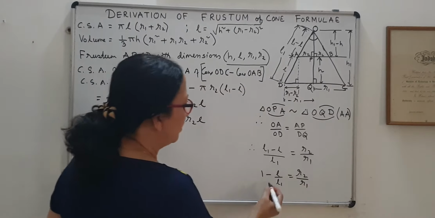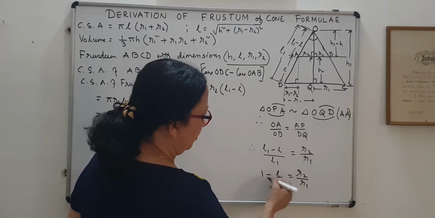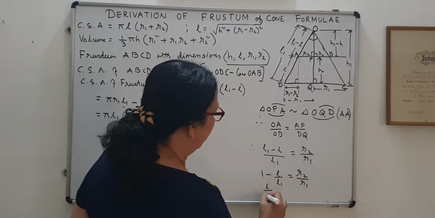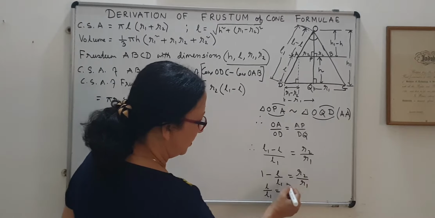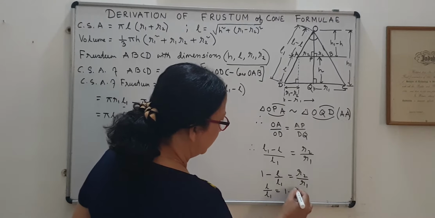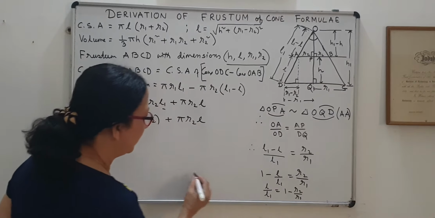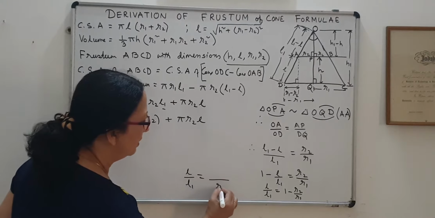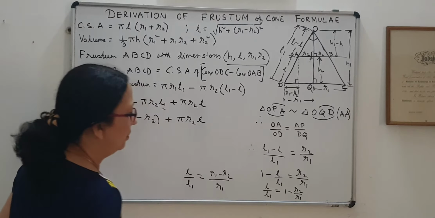The next step, what will I do? I will take this L by L1 to the other side. So L by L1 goes to that side, so plus, and this will come to this side, so it will become 1 minus R2 by R1. This will be nothing. So in the next step, what will I get? L by L1 will be R1 minus R2 by R1.